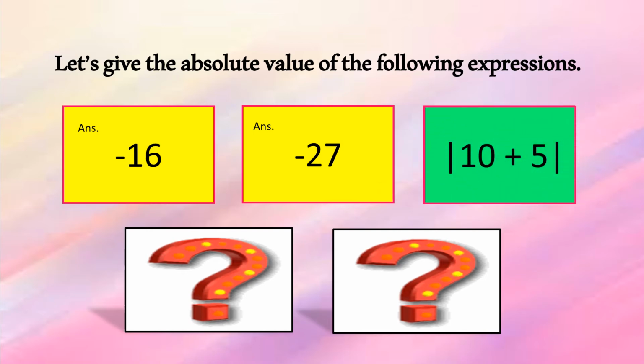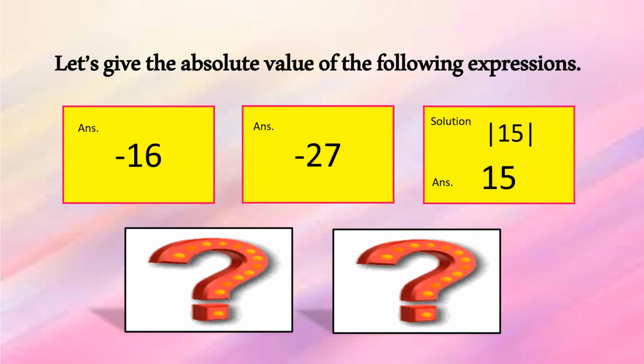Absolute value of 10 plus 5. What's your answer? Correct. That is, we simplify 10 plus 5 and then we get the absolute value of 15, which is positive 15. Well done, learners!